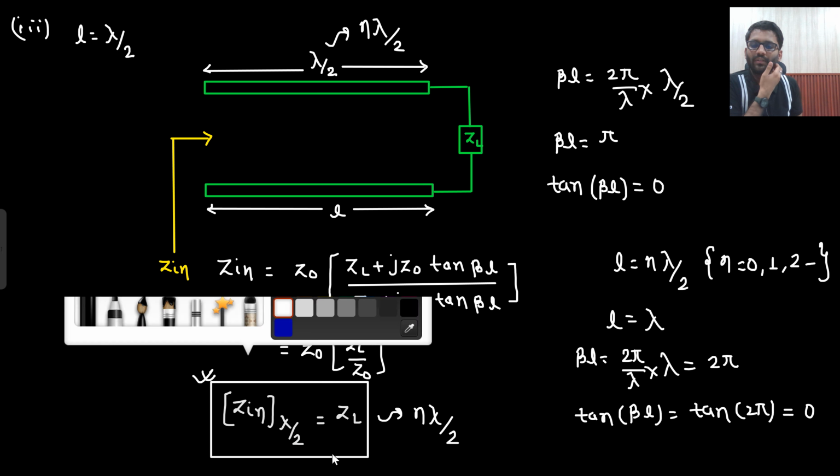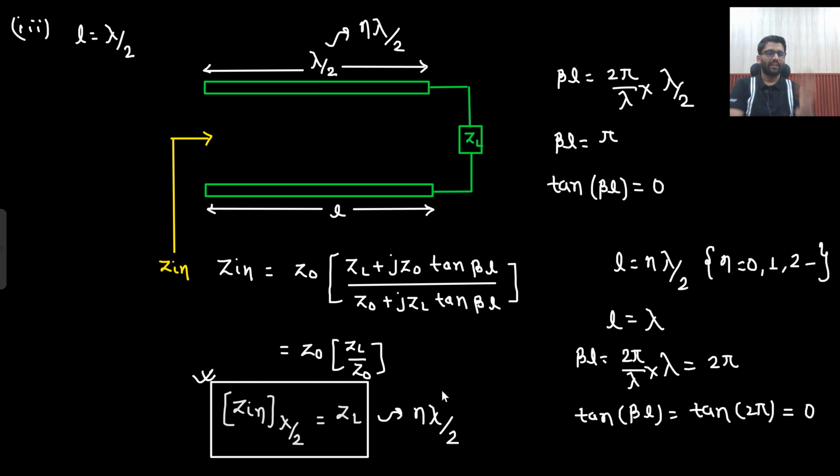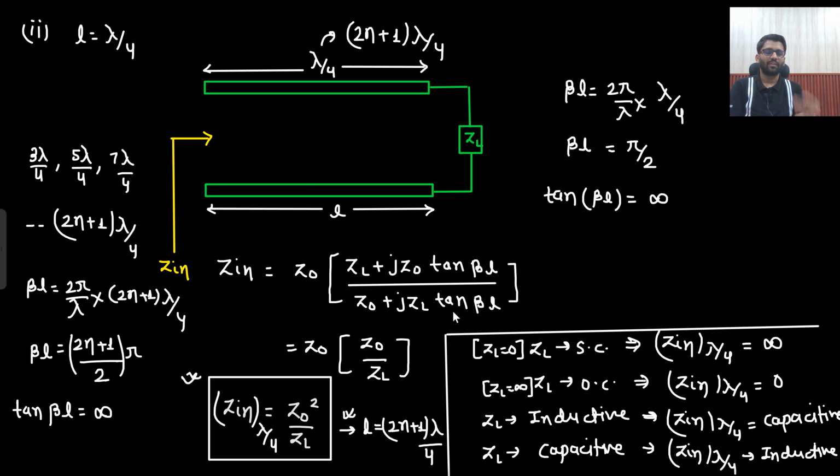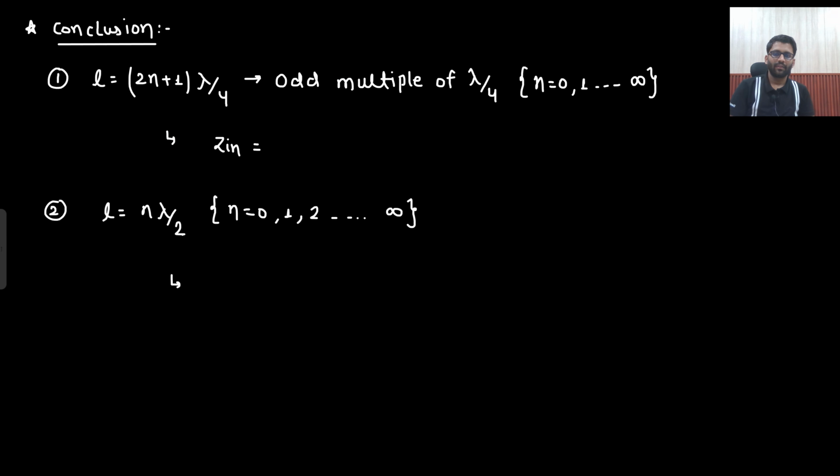But as of now, these results we have got. That after every lambda by 2, same impedance will occur, and after every lambda by 4, like odd multiple of lambda by 4, inversion will occur. Z0 square by ZL. Is that clear to you? Okay. What is the conclusion? If length is odd multiple of lambda by 4, that means 2n plus 1 lambda by 4, then Zin is equal to Z0 square by ZL. Need to keep in mind.